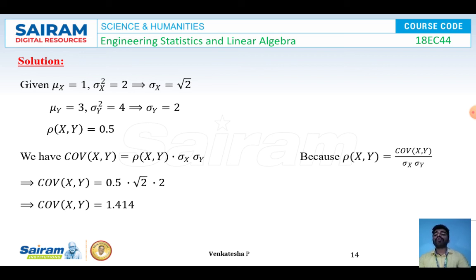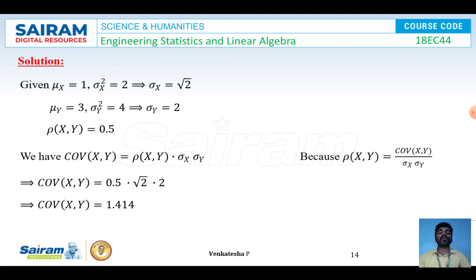To find the covariance of XY, I am going to use the formula rho of XY is equal to covariance of XY by sigma X into sigma Y. So I got the expression for covariance of XY as rho of XY into sigma X sigma Y. By replacing the rho value and sigma X and sigma Y values, I got covariance of XY is equal to 0.5 into root 2 into 2, which is 1.414.